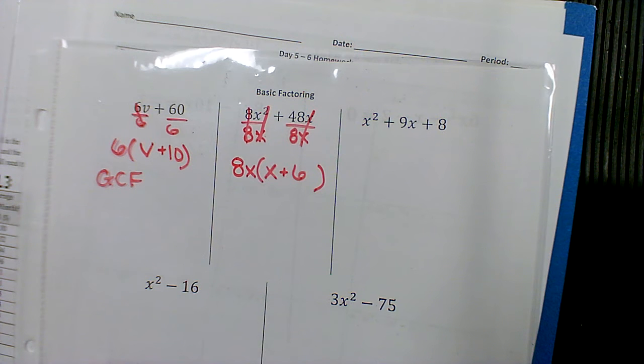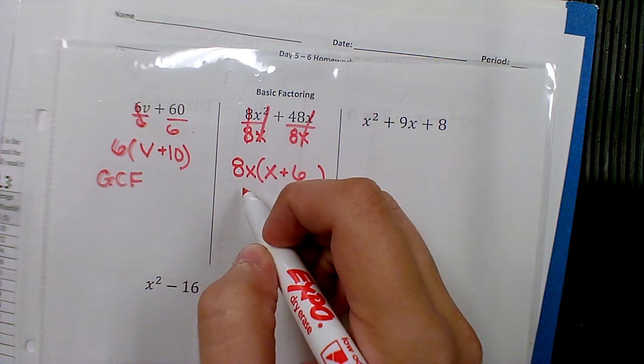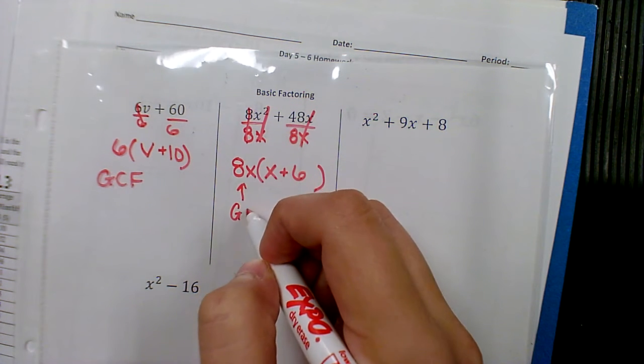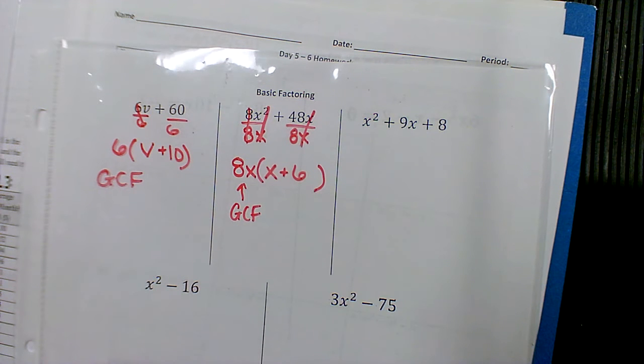Okay? We're used to that type of factoring. Again, this is called GCF. So the 8x in this case is the greatest common factor. That's the largest item or term that you can pull out of everything or divide out.